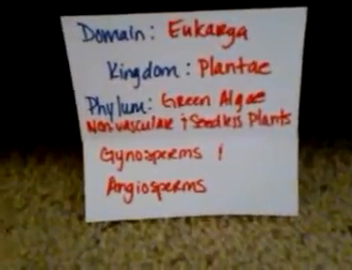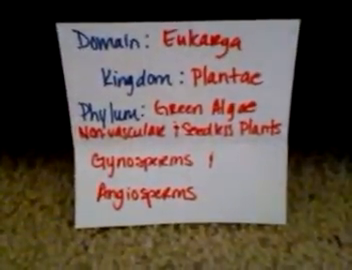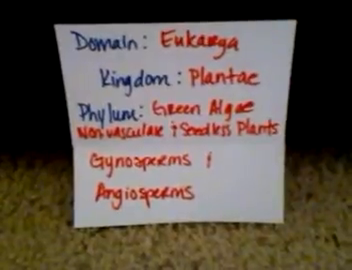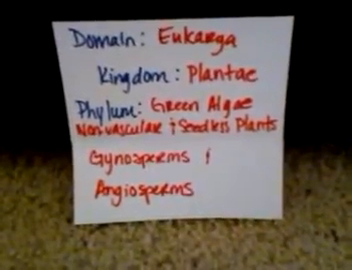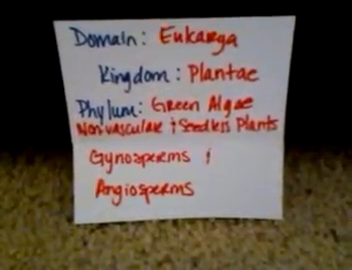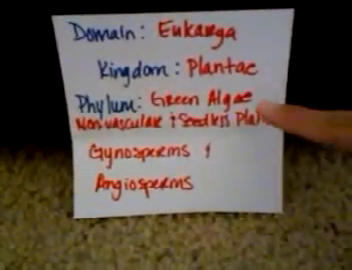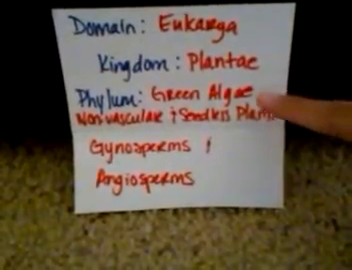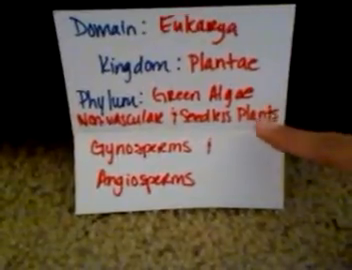Okay. Today we're going to talk about plants. First of all, we start from the very beginning. What domain, kingdom, and phylum do they come from? Plants come from domain Eukarya. Their kingdom is Plantae. And the phylum, we're going to talk about 4 different ones.